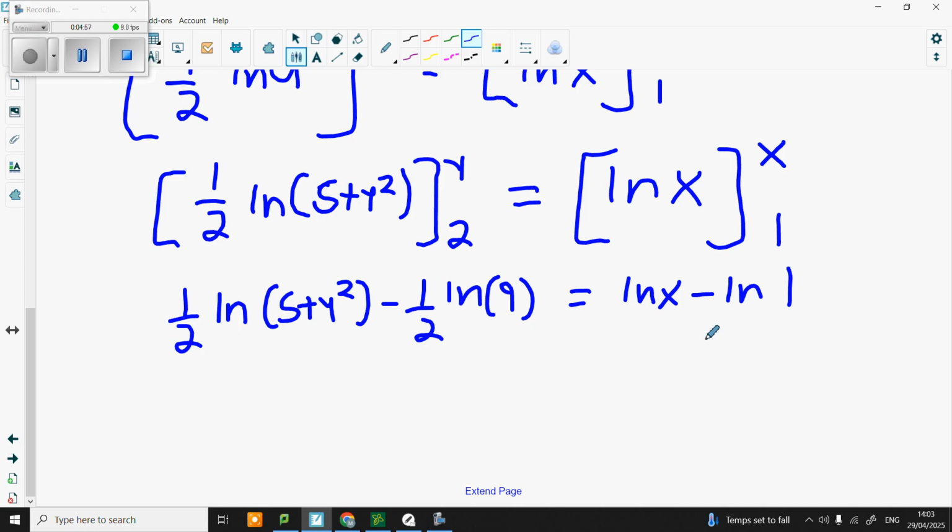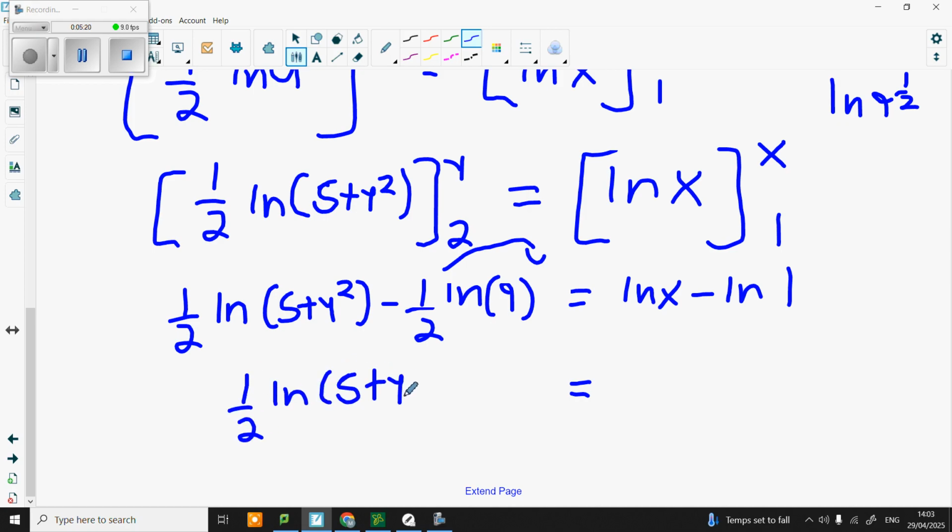We're okay with that. And then ln 9 is actually the same thing as ln 3. Can anybody tell me why? Do you know the power rule where you bring it in? It's ln 9 to the power of a half, which is actually ln 3. So it's going to be a half ln 5 plus y squared equals ln x. That'll be plus ln 3, won't it? And what's the rule for logs in that case? Add them together, and what do we get? ln 3x, yeah.